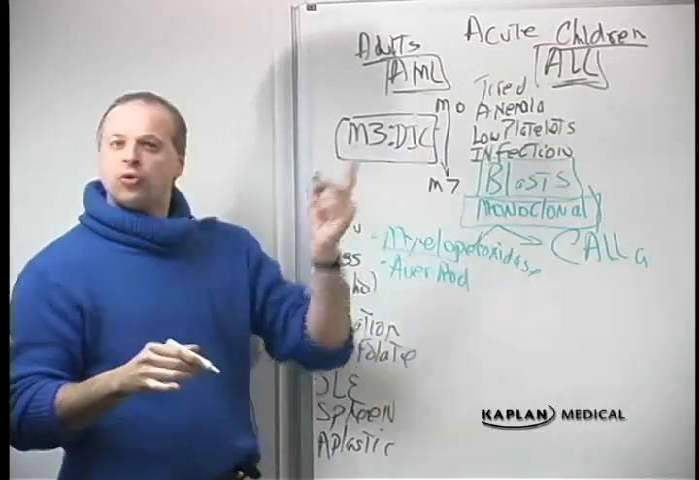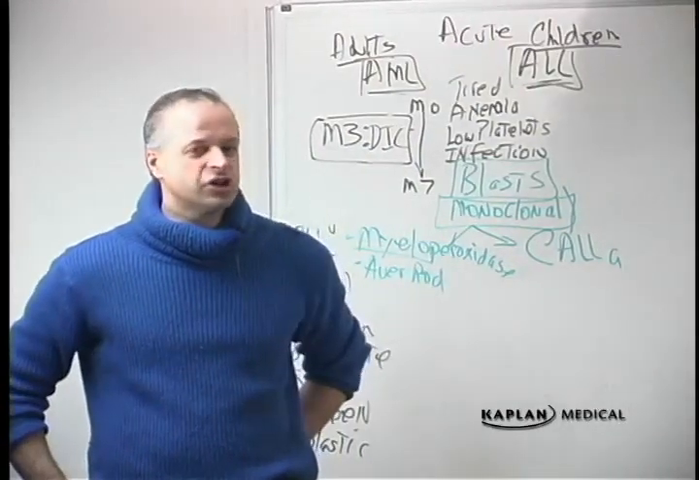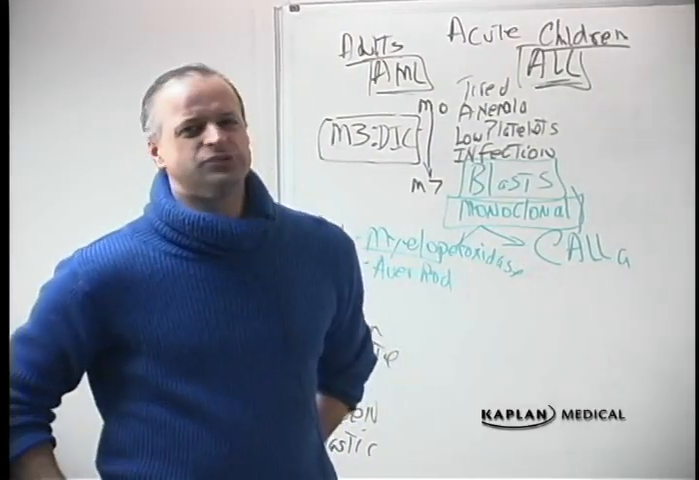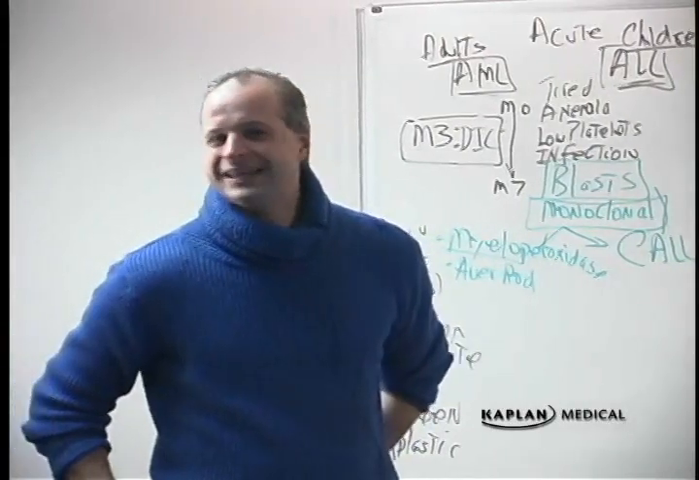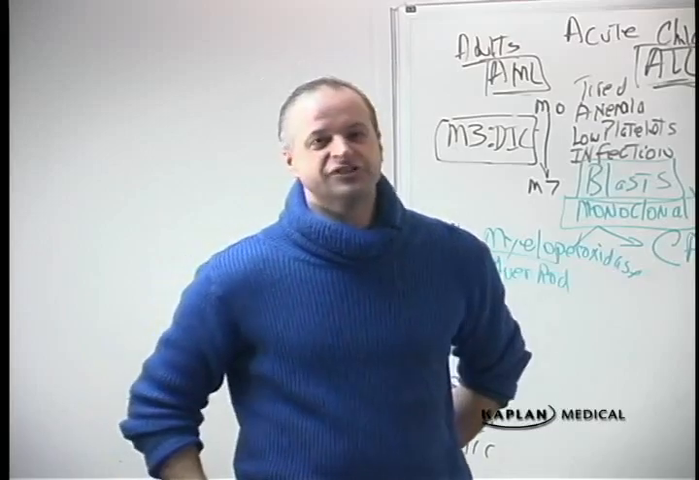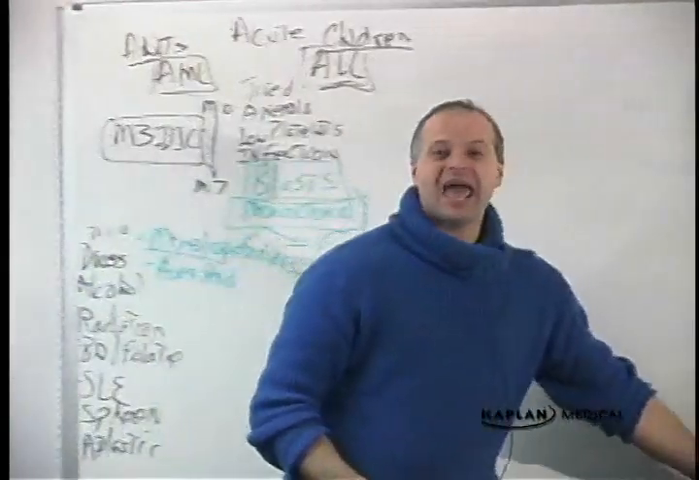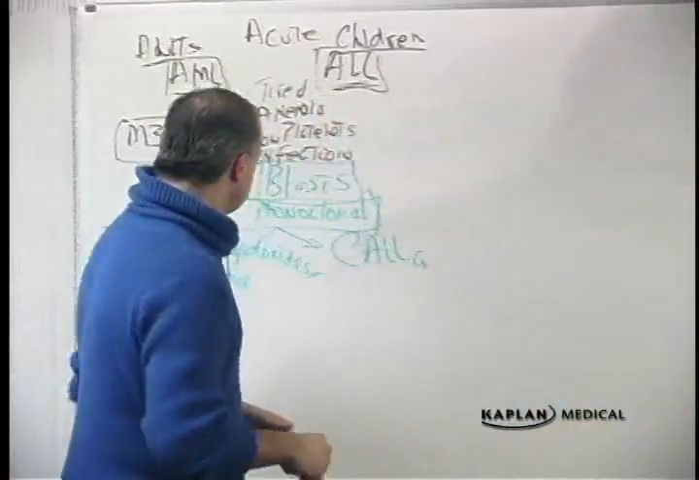M3 DIC. Why? Because you can't tell the difference between M6 and M7 by history and physical. You can't tell the difference between M1 and M2 by history and physical. So you can't answer the question, which of the following is the most likely diagnosis, off the history and the physical and individual labs.